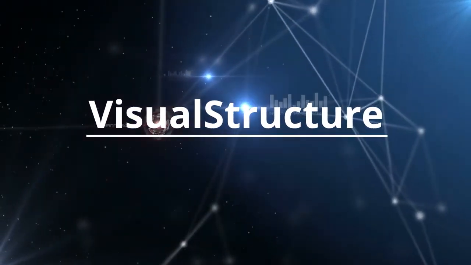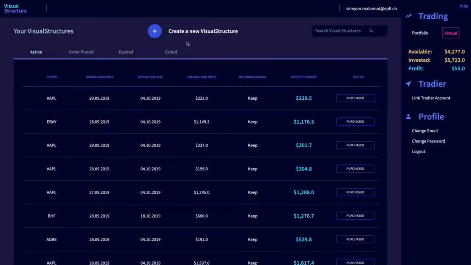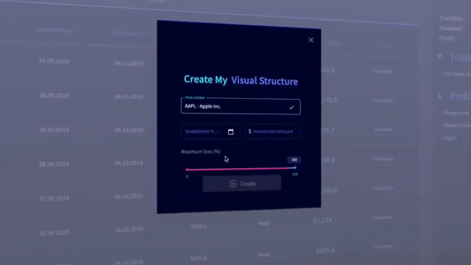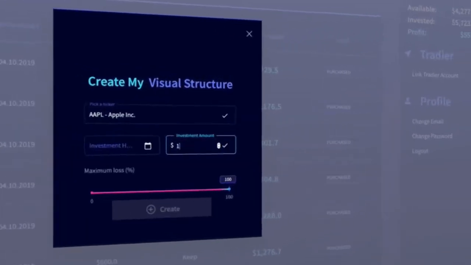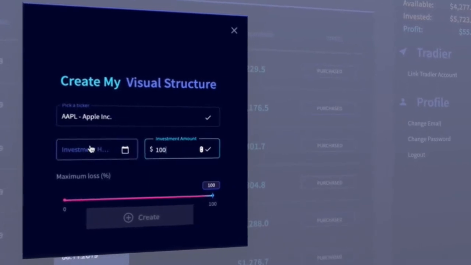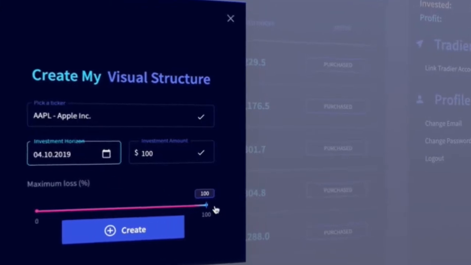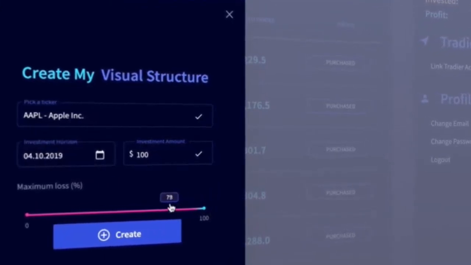This is how visual structure works. You start by selecting a ticker or an underlying. I'm going to select Apple. Then, you select an investment amount and an investment horizon. You can also select a maximum loss in percentage that you are ready to tolerate on your investment. I'm going to set it to 100%.